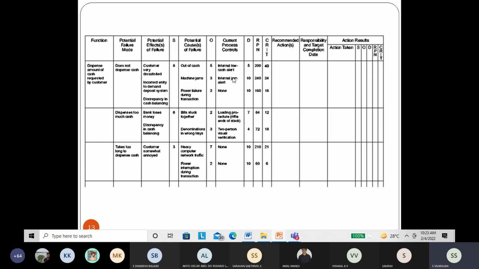Then we are finding the risk priority number. I'm multiplying 8 into 5 into 5, which is 200. 8 into 3 into 10: 8 into 3 is 24, 24 into 10 is 240. That is why we are finding out the risk priority number.